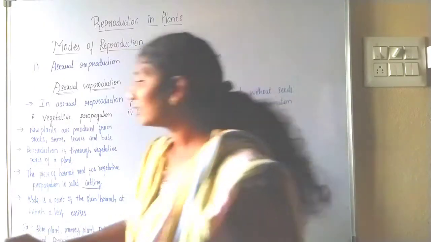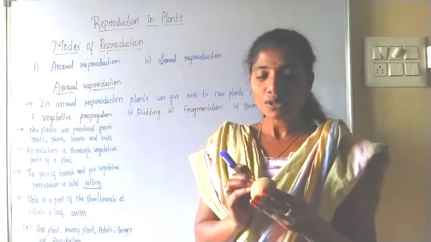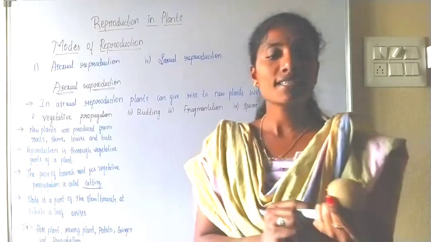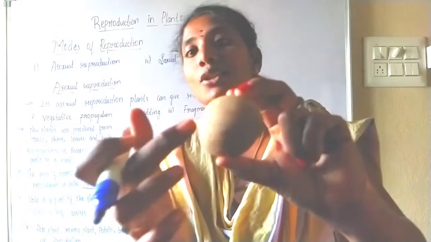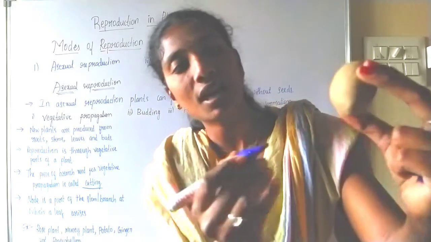You might have seen the potato, right? Where you can see the eyes. What do we mean by eyes? This is the potato, and if you look closely you can clearly see dot-like structures. I will just mark them out.